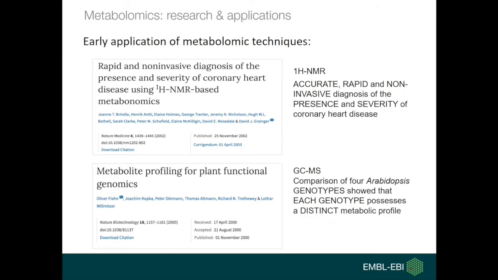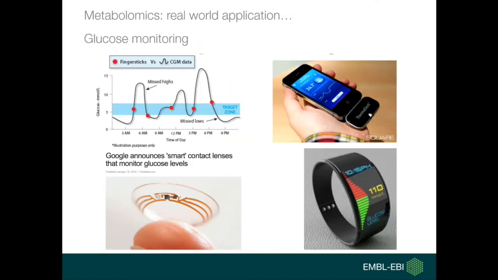The other really good thing is that you can have very rapid and non-invasive diagnosis of the presence and severity of coronary heart disease, so you know whether to intervene or not, or appropriately would probably be better. And then also coming back again to plants, there's work showing that each genotype has a distinct metabolic profile, and that enables you to know exactly what kind of plant you're dealing with.